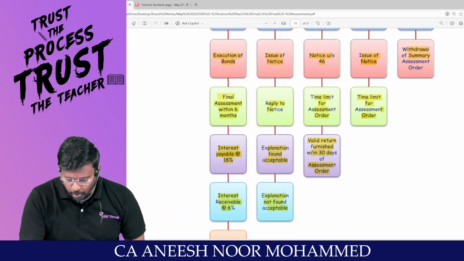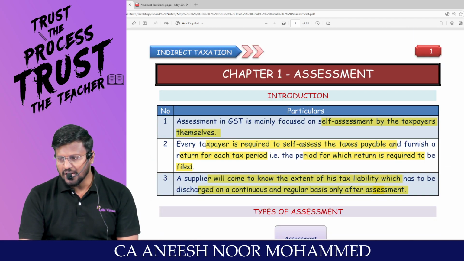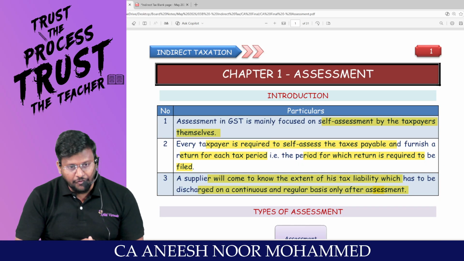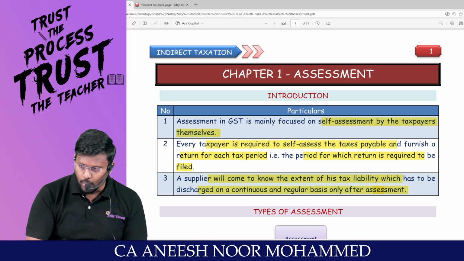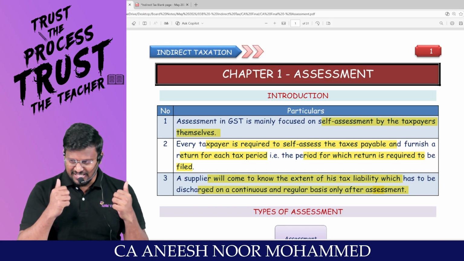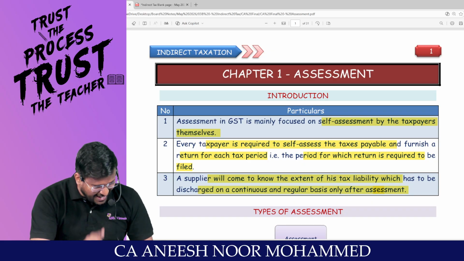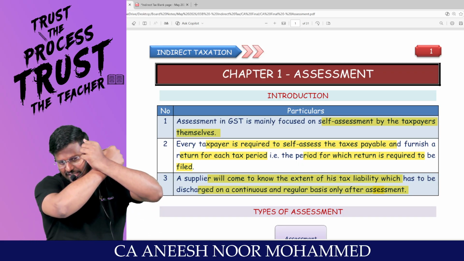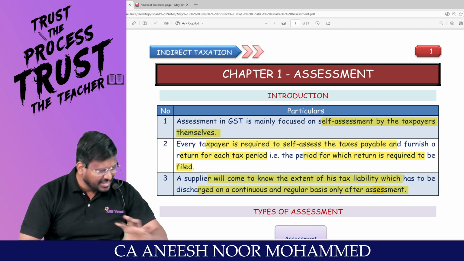This is what we are going to talk about, my dear lovable students. Tell me, what is section 59? Self-assessment. What is section 60? Provisional assessment. Section 61? Scrutiny of return. Section 62? Assessment of non-filers of return. Section 63? Assessment of unregistered person. Section 64? Summary assessment. This will lead to section 65, audit by tax authorities. Section 66, special audit. Section 67, inspection, search and seizure. Section 68, interception of vehicle and conveyance. Section 69, arrest. Section 70, summons. Section 71, access to business premises. Like that it goes, which is the second block.